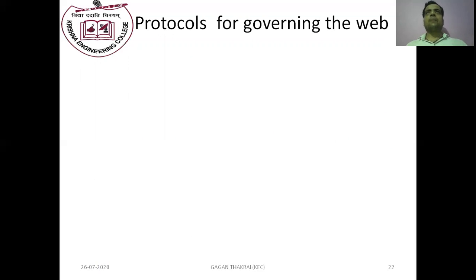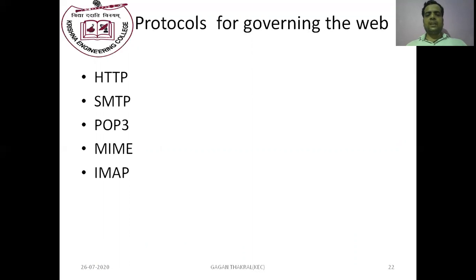Protocols for governing the web. Generally, when we access the web or any website over the internet, it follows some rules, and these rules are known as protocols. Some general protocols which are used in governing the web are HTTP, Simple Mail Transfer Protocol (SMTP), POP3 (Post Office Protocol 3), MIME (Multipurpose Internet Mail Extensions), Internet Mail Access Protocol (IMAP), File Transfer Protocol (FTP), and TELNET. These are the general protocols which are used in governing the web.